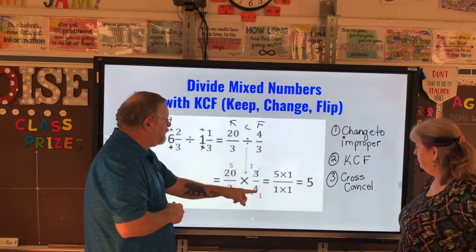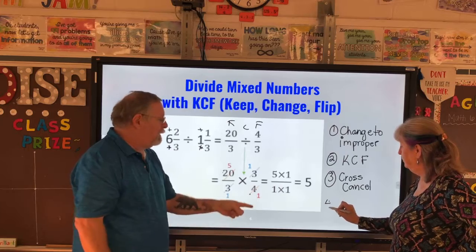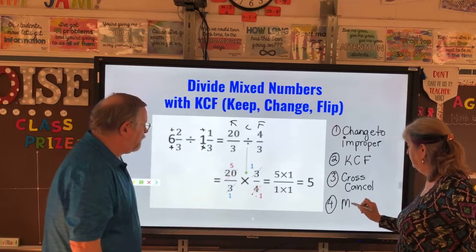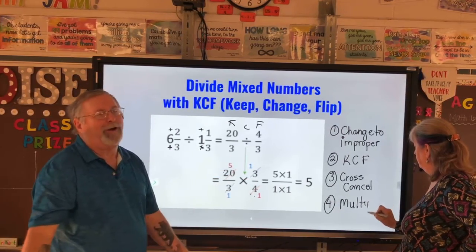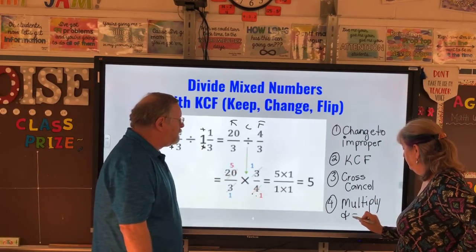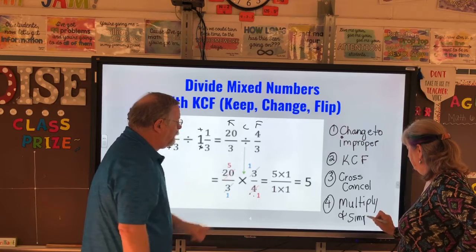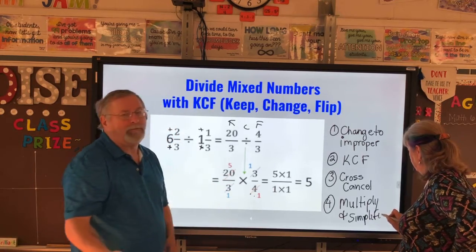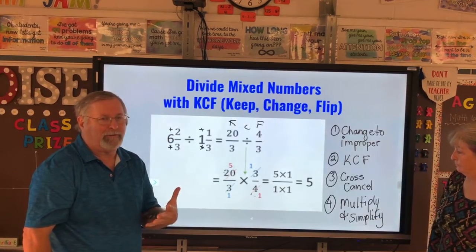So the 4 and the 20, both divisible by 4. So that's where the 1 and the 5 came from. The 3 and the 3, both divisible by 3. That just becomes a 1 and a 1. So it's 5 times 1, 1 times 1, 5 over 1, or 5.